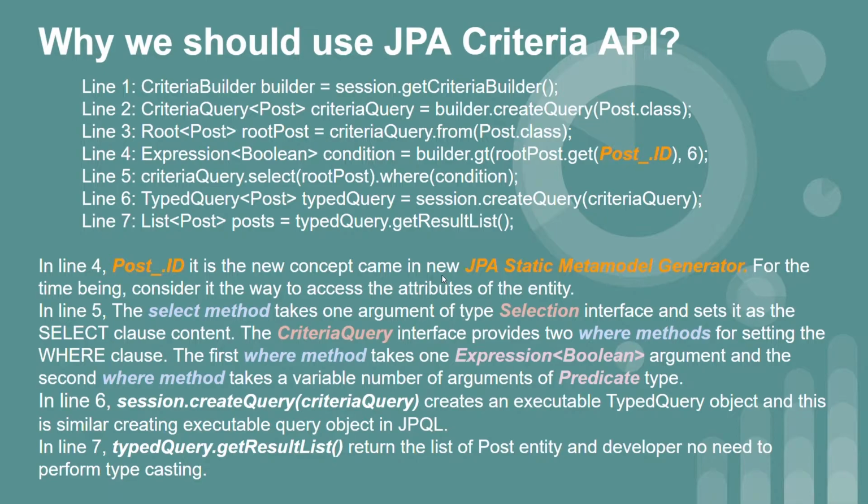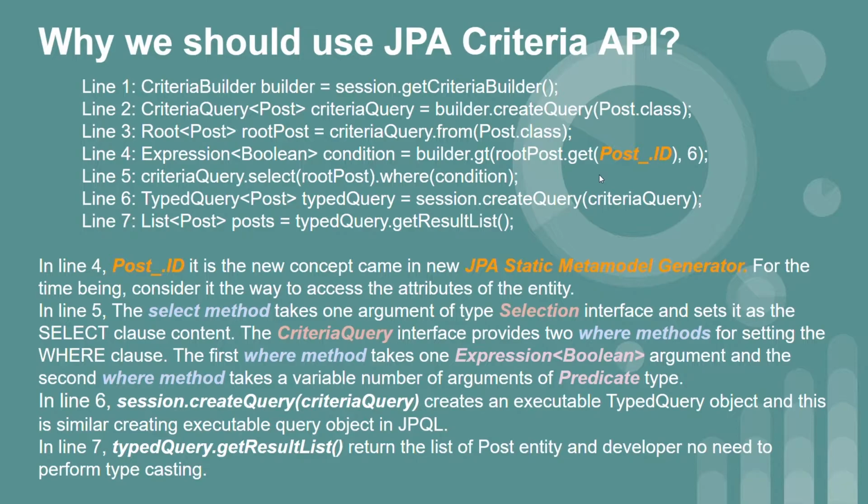In line 5, the select method takes one argument of the type Selection interface and sets it as the select clause content. Let me tell you something about the CriteriaQuery interface. The CriteriaQuery interface contains many methods, for example from, where, and select. This interface contains those methods which are needed to build the query. You have seen from, where, select. We need these methods for building a query.